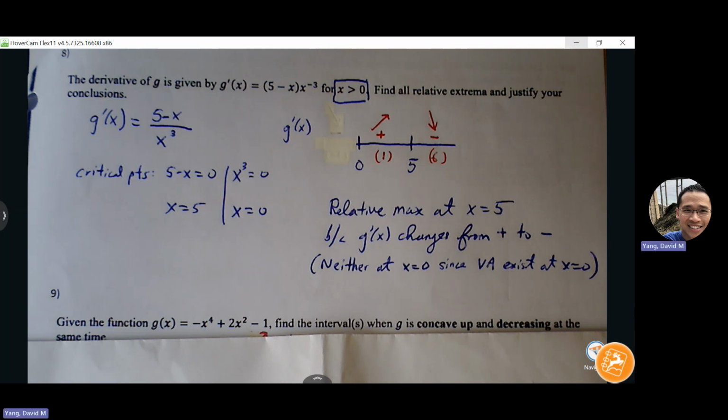Okay, for number 9, find the interval where the graph is concave up and decreasing. So make your slope sign line, make your concavity sign line, and then line up both your sign lines, and then it's easiest to just look to see where you're seeing those two behaviors pop up in the same interval.